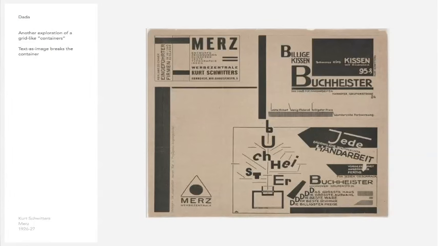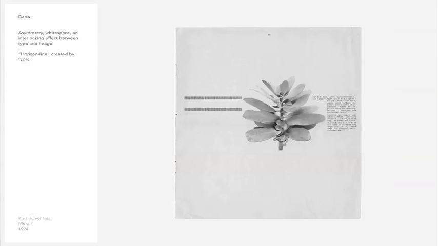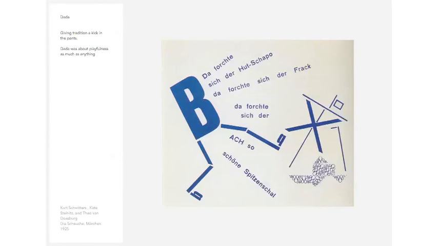This is another exploration of grid-like containers, and we see the text as image breaking out of that container. Here is asymmetry and white space, kind of an interlocking effect between type and image. And there's a flow line created by this text and type. Dada, you know, really giving tradition a kick in the pants. And I think about playfulness as much as anything.